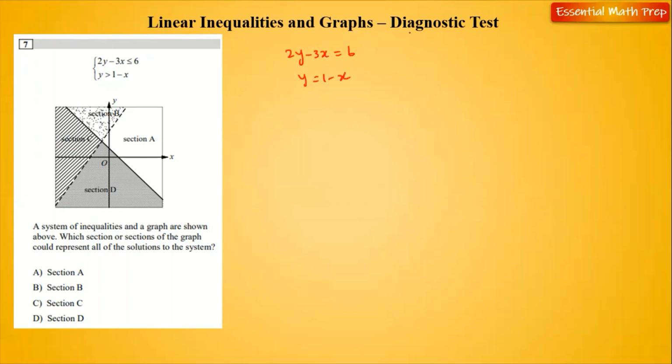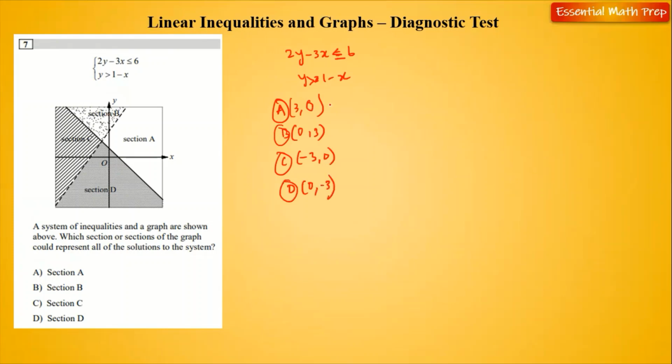Or you can even retain the inequality as it is. So you can just say less than or equal to and greater, okay? Doesn't matter. So for section A, let's choose (3, 0). Section B, let's choose (0, 3). Section C, let's choose (-3, 0). And section D, let's choose (0, -3), right?